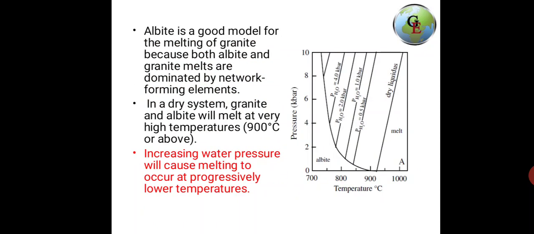This curve is the albite liquid curve, which clearly explains the relation between water pressure and melting. With the increase in water pressure, melting occurs progressively at lower temperature. So the melting temperature decreases with the addition of water.